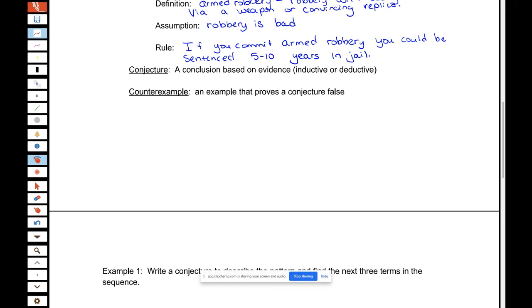And we're really going to be using that mostly deductive the rest of the year. So that's what we're trying to learn about it. But that's what a conjecture is. And a counterexample is an example that proves a conjecture false.